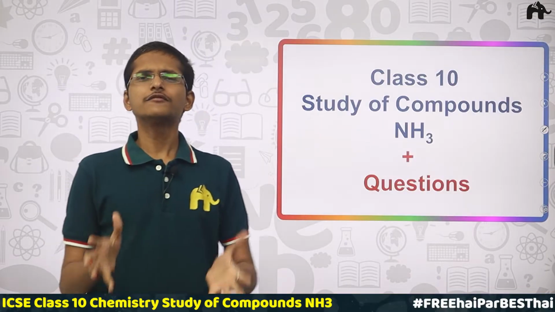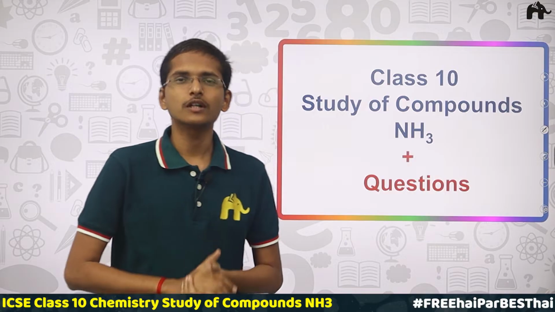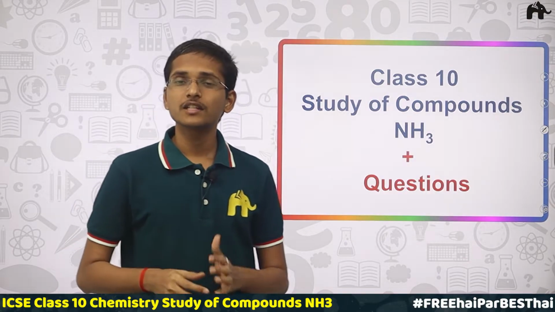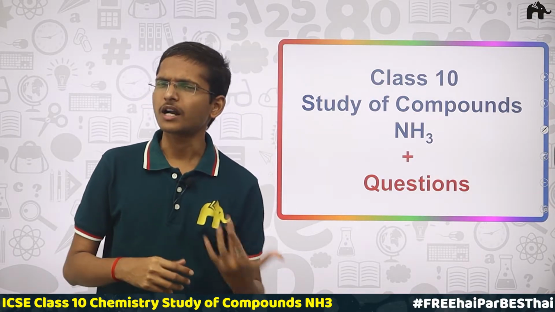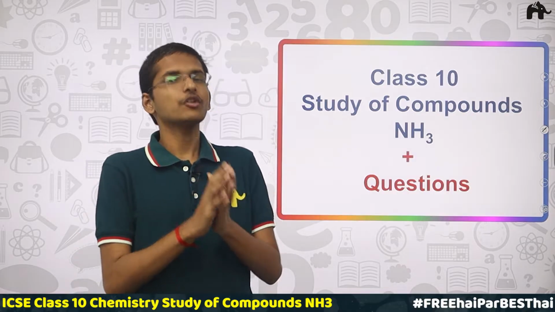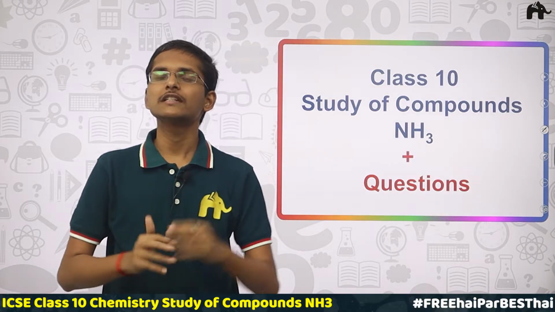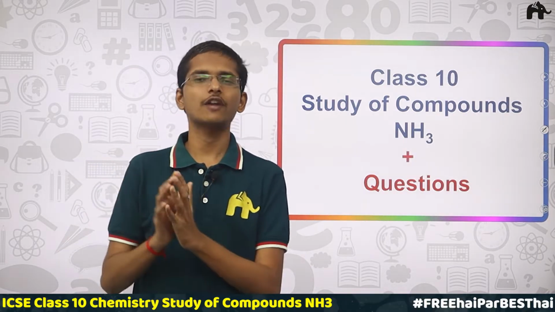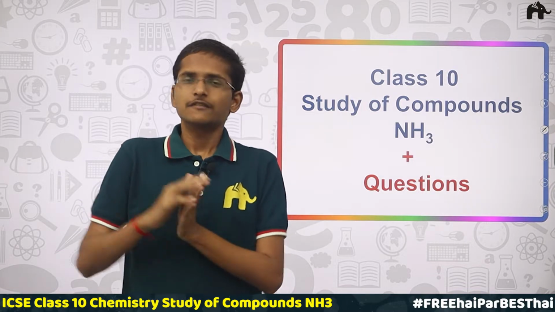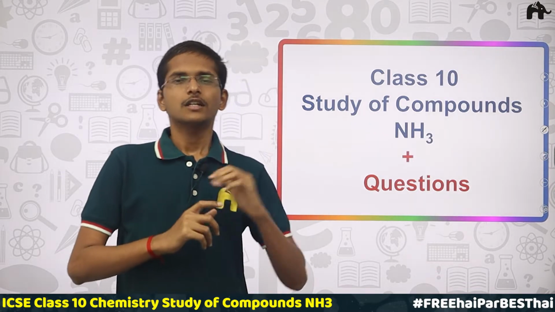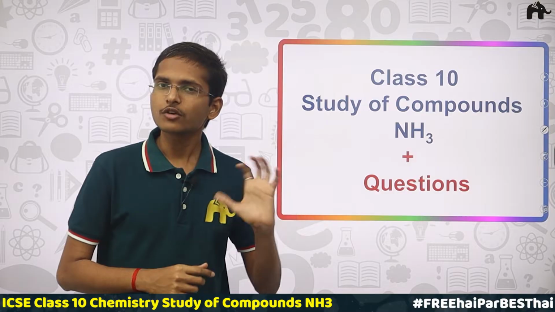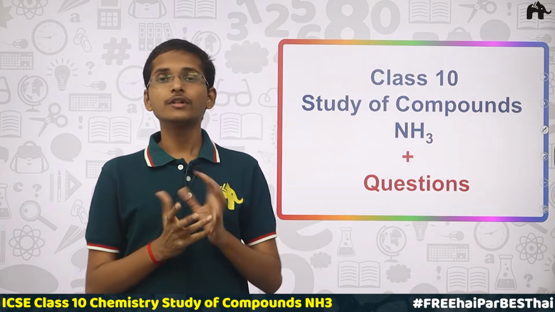So as you all know, friends, in this video we are going to study your class 10th ICSE chemistry chapter number 8 part B, ammonia, right? Study of compounds, and in that we are going to study the second compound. We have completed the first compound, hydrogen chloride, in the first video of this chapter. Now in this second video, we are going to complete ammonia.